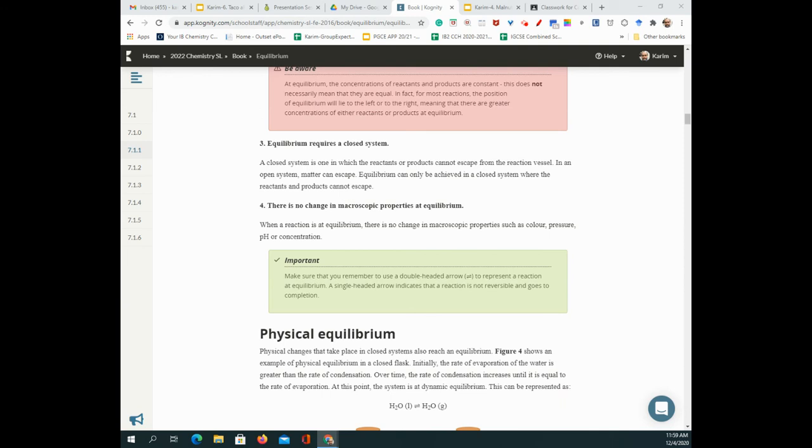Now, let's remember that I said that equilibrium requires a closed system. And after you think about it, it's kind of logical, right? The system must be closed so you don't lose matter, you don't lose your products, you don't lose your reactants. And the way that we symbolize equilibrium is with a double-headed arrow, as we can see here on the screen. That represents the reaction at equilibrium.